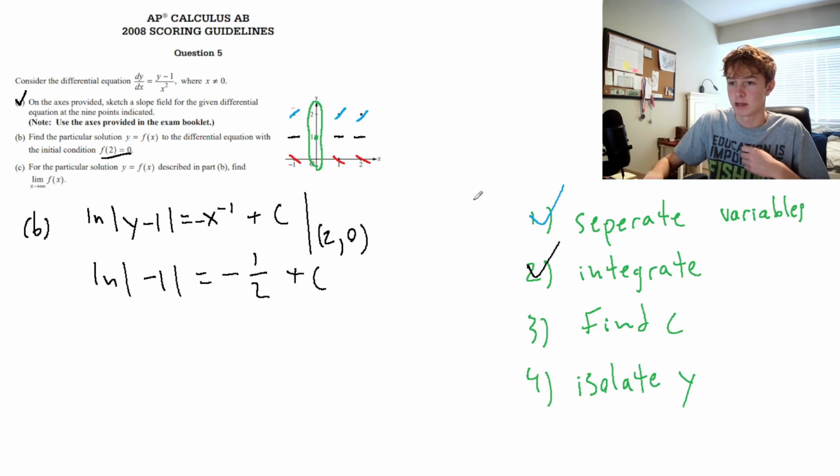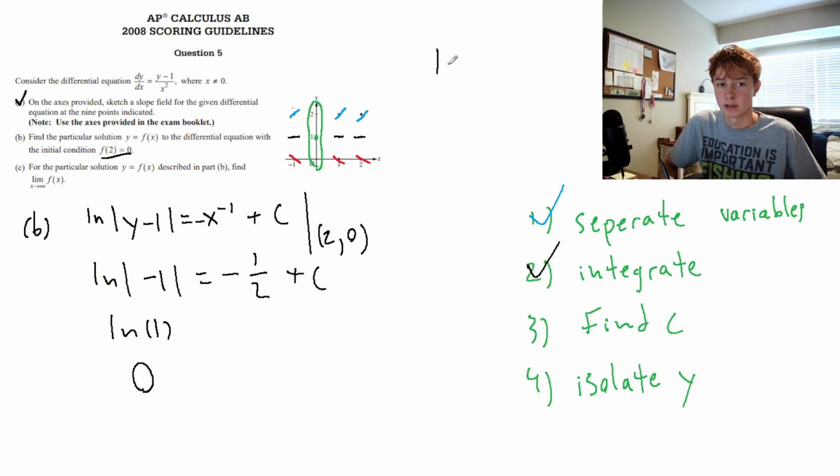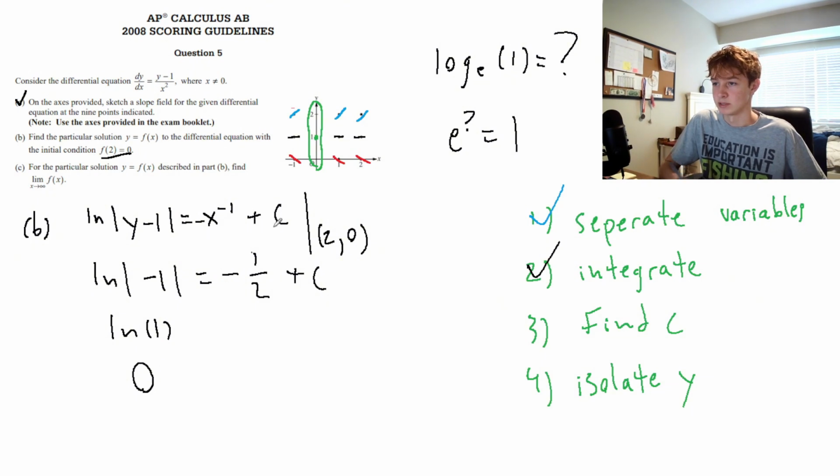Okay, so now we have to try to isolate c to get what it's equal to. And we have ln of the absolute value of negative 1, or otherwise known as ln of 1. And ln of 1 is equal to 0, because remember ln is the same as log base e. So log base e of 1 equals what? That means e to the power of that question mark is equal to 1. And anything to the power of 0 is equal to 1. So that's why ln of 1 is equal to 0.